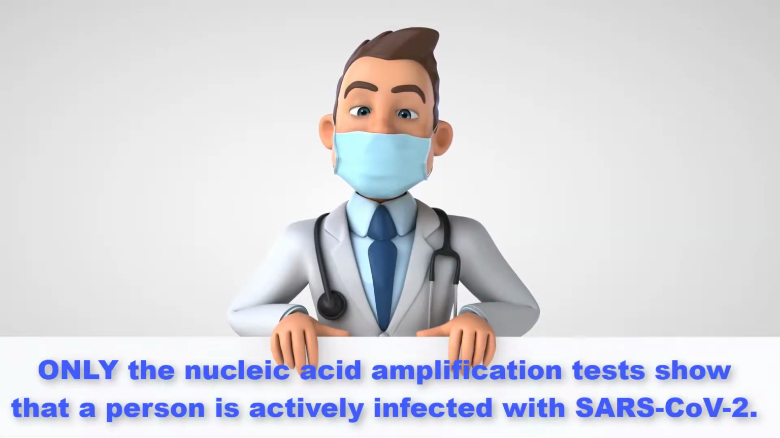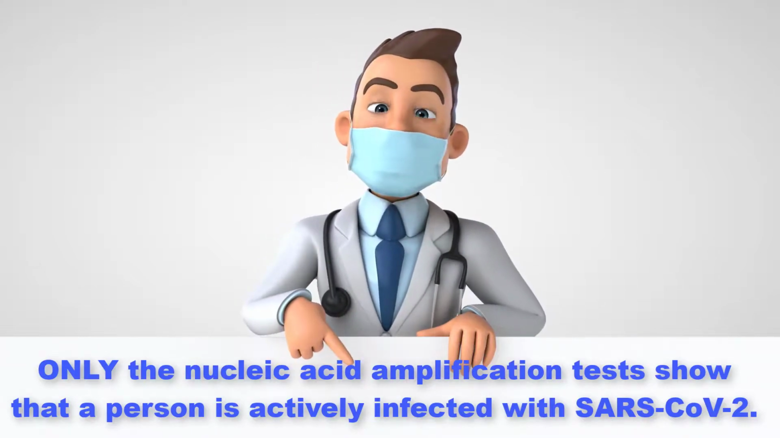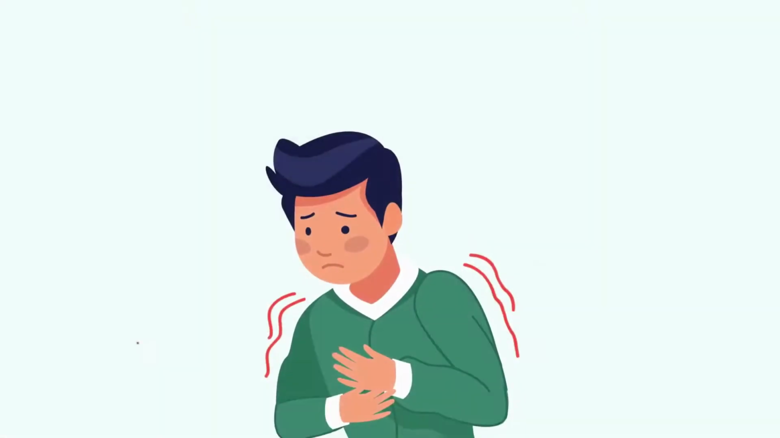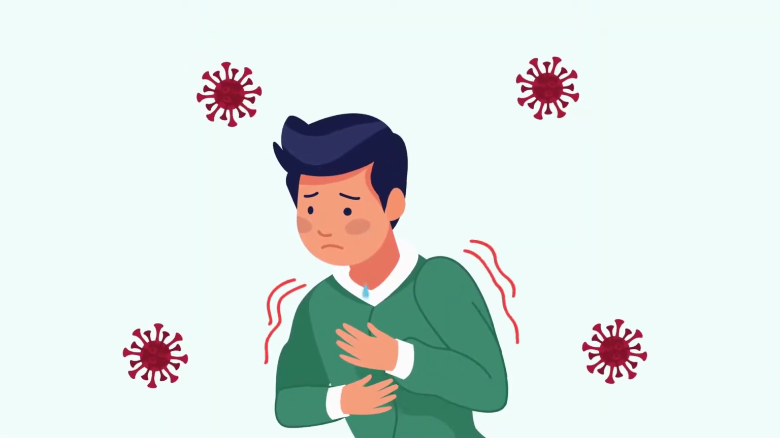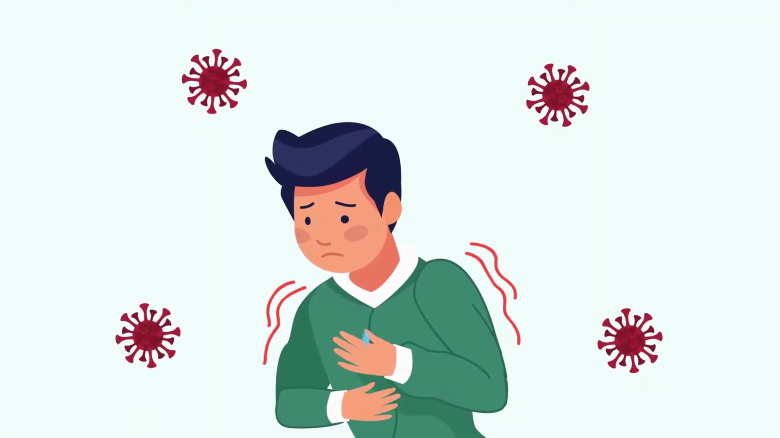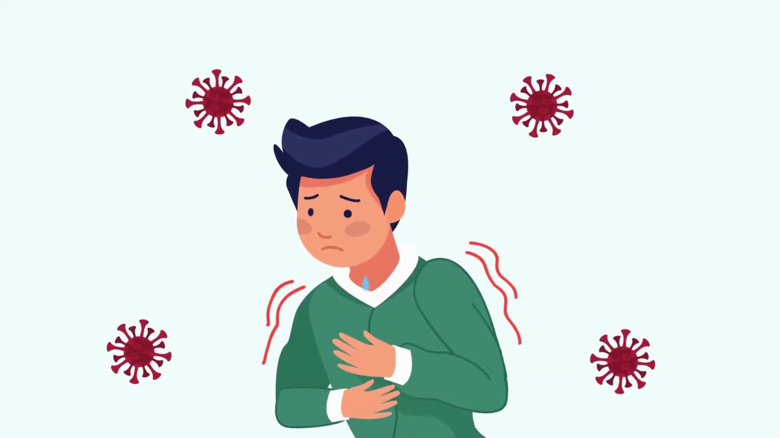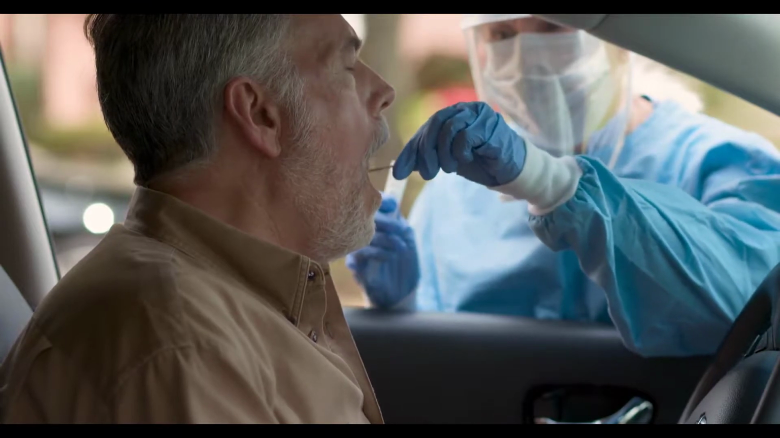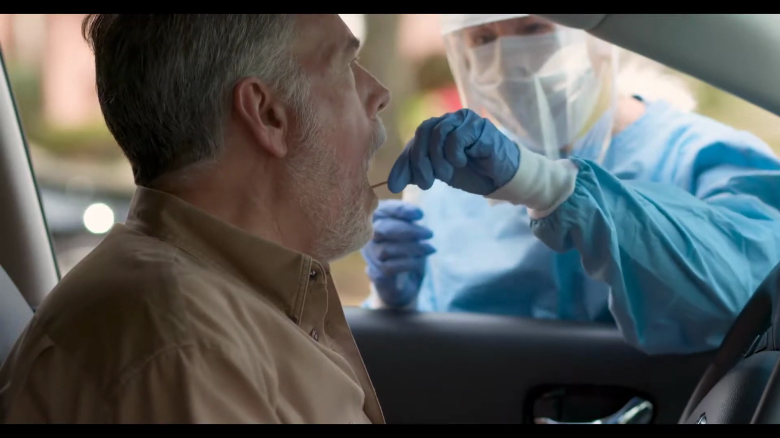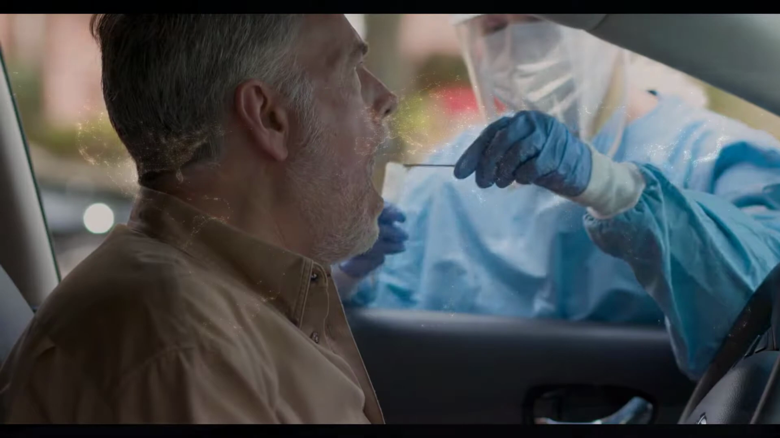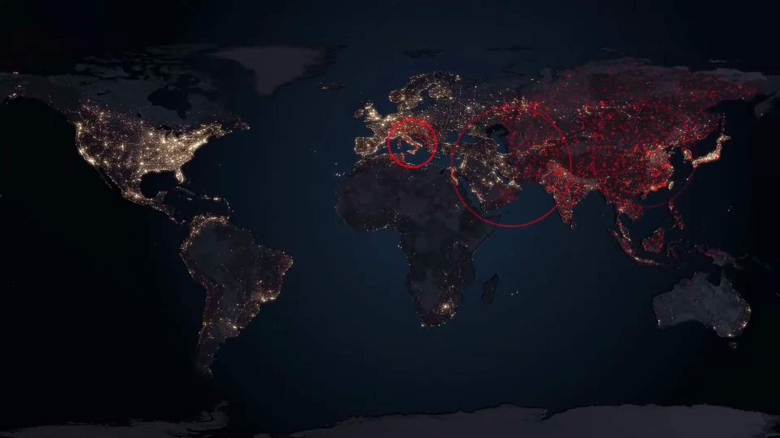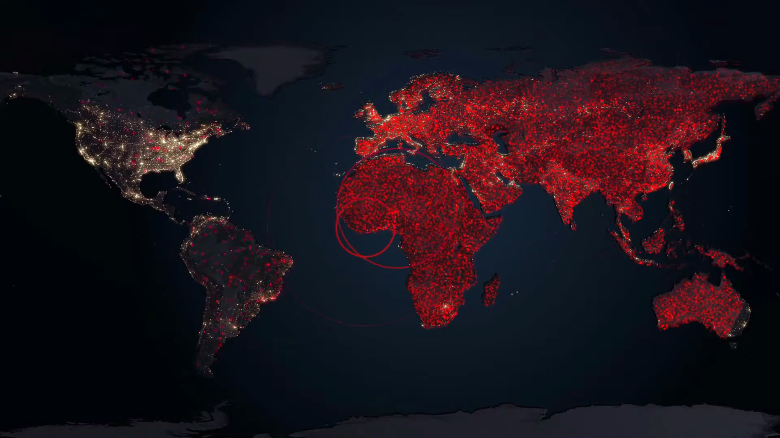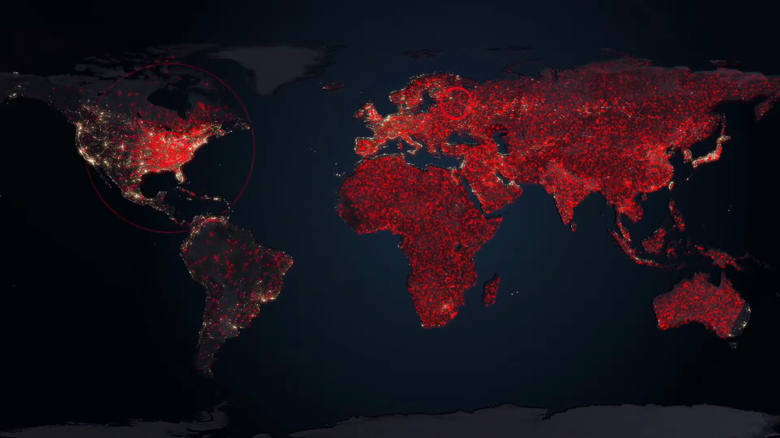Only the nucleic acid amplification test shows that a person is actively infected with the coronavirus. Persons testing positive for COVID by means of the nucleic acid amplification test are considered confirmed cases. Patients testing positive for COVID antibodies via the antibody tests are only considered presumptive cases. The antibody test only shows that a person was exposed to the virus somewhere in the past, whether or not they had experienced any symptoms.